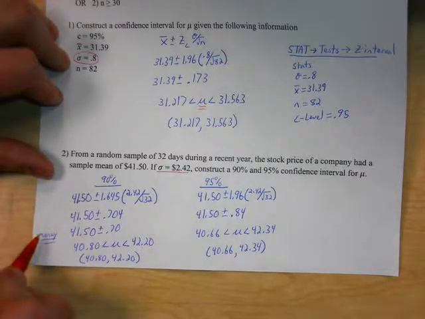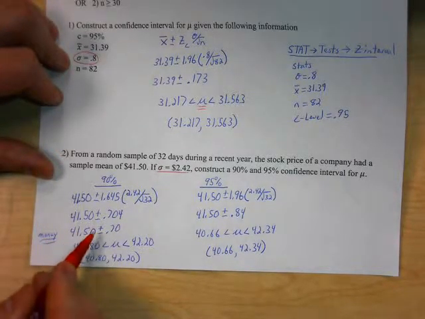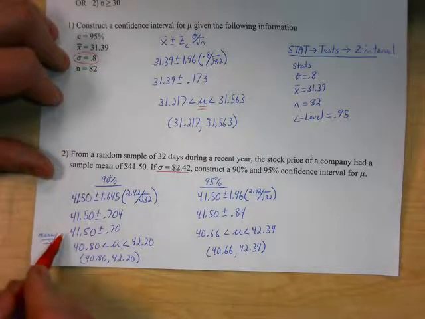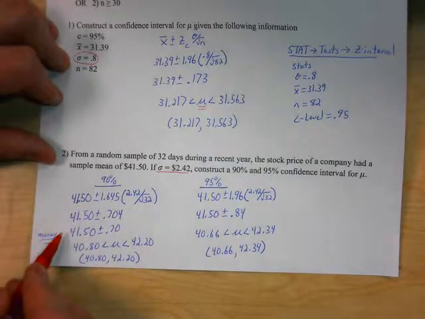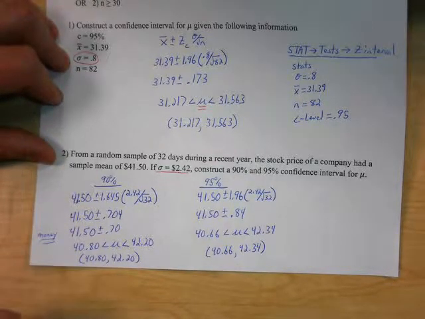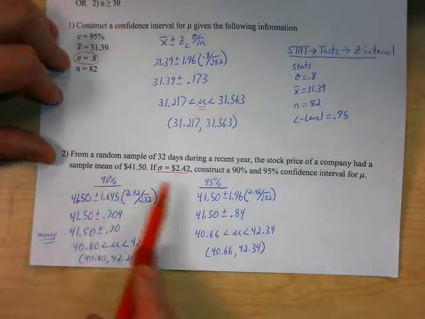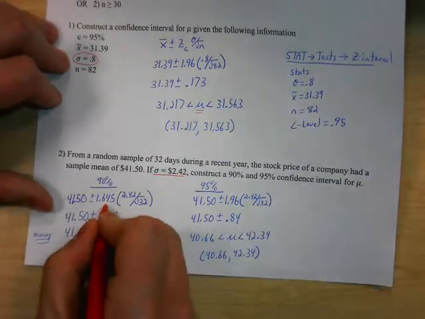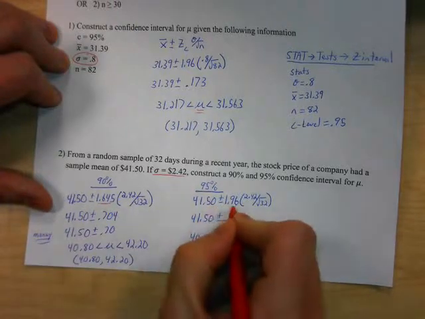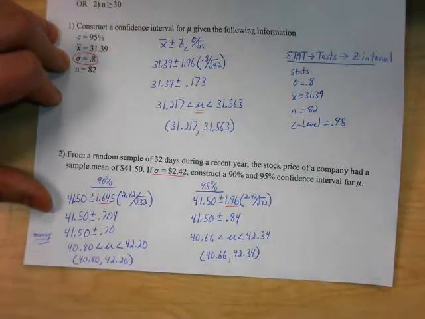Okay, and on this one, I just rounded to the nearest hundredth because it's money. Not a big deal either way, but it's money, so I rounded to the nearest cent. Okay, and we can see as we go from 90 to 95% confident, the only difference is the 1.645 and 1.96. That's the only difference in those two.